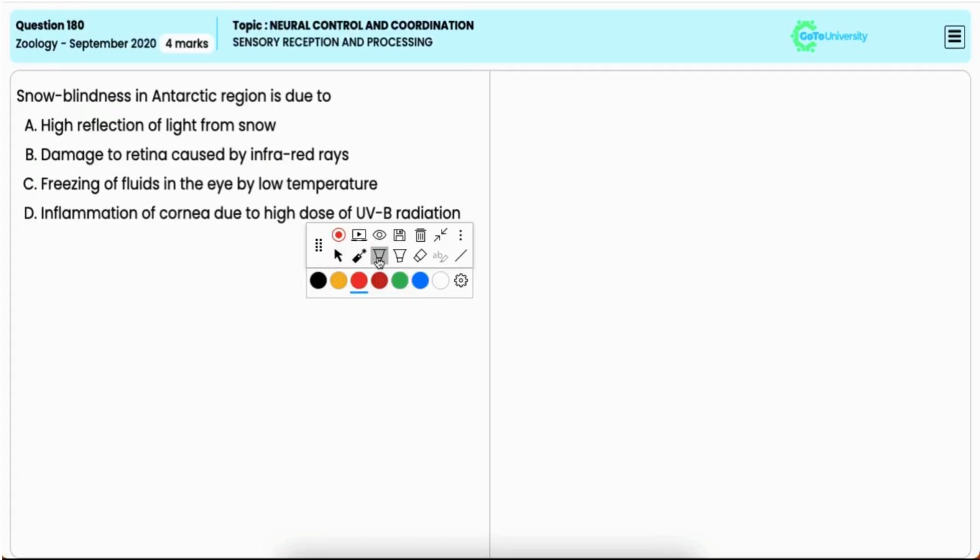In this question, you have to identify the cause of snow blindness in Antarctic region. Option A, high reflection of light from snow.